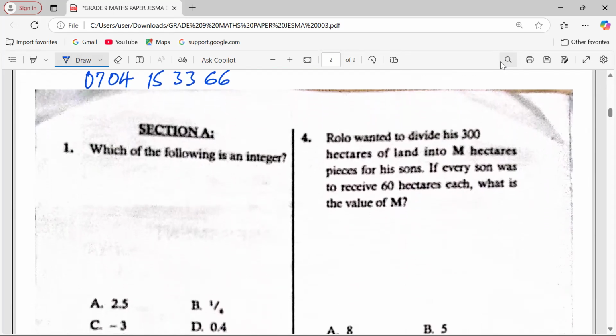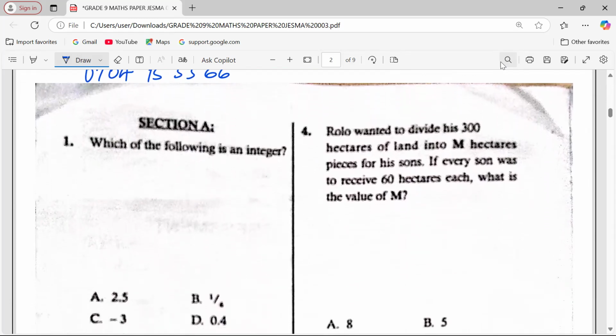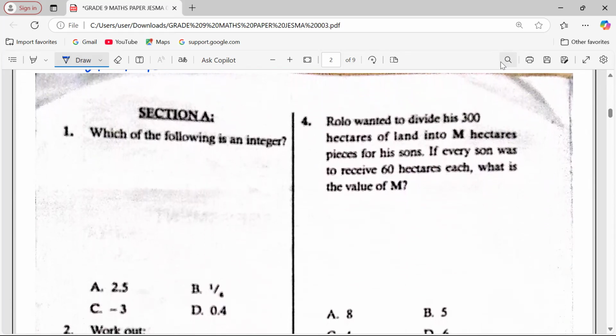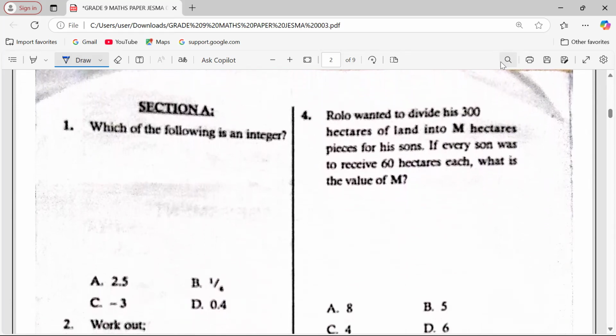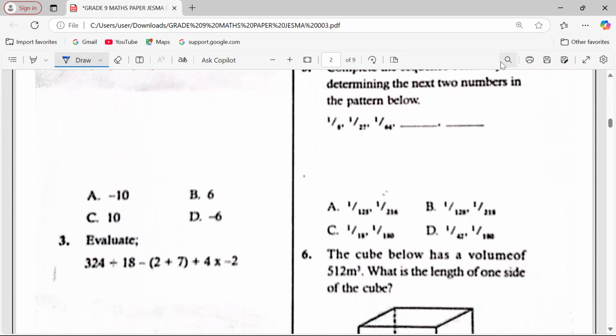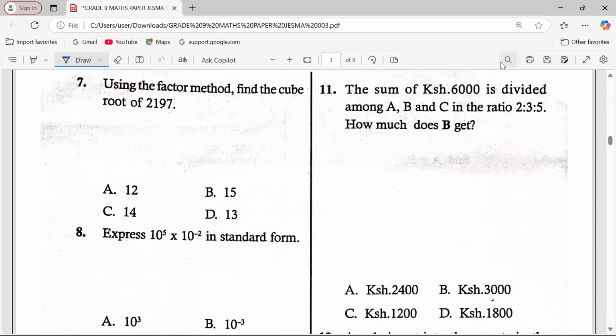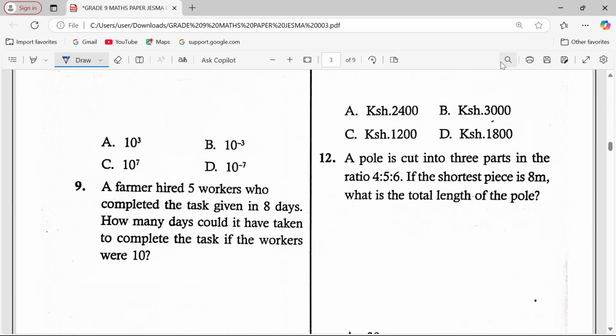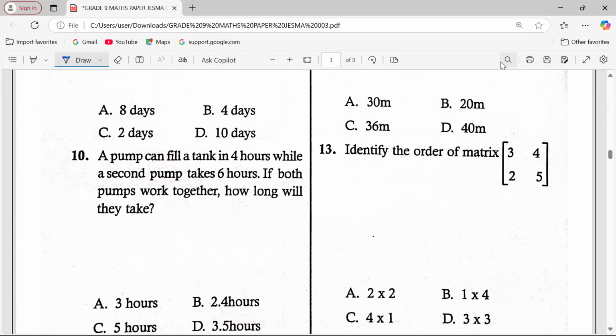We can begin with number 1, which is in section A. We will do all the questions. Even on the multiple choice questions, we're going to discuss even the workings. So everything is going to be displayed. The questions are clearly seen. So we're going to work out everything bit by bit.